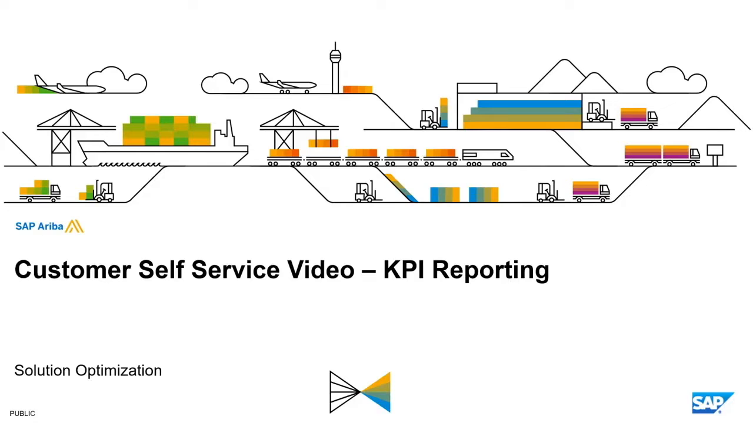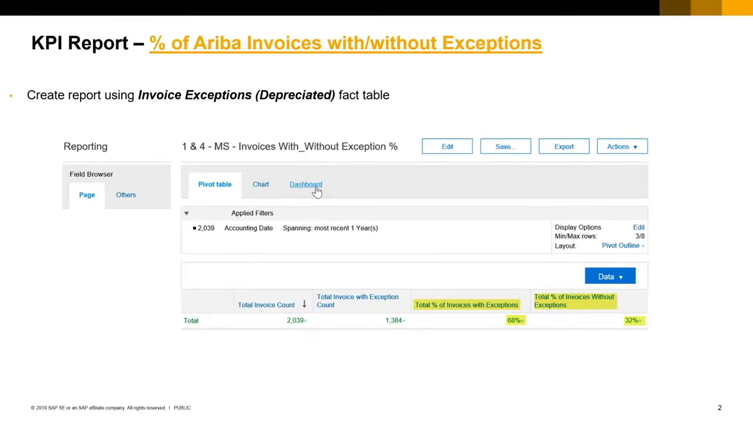This video will demonstrate how to create a common KPI report. This particular report will show you the percentage of your invoices that either do or do not have exceptions. The report is built using the invoice exceptions depreciated fact table, and the output of the report will show you the total invoice count and the percentage of those invoices that have exceptions and those that do not.